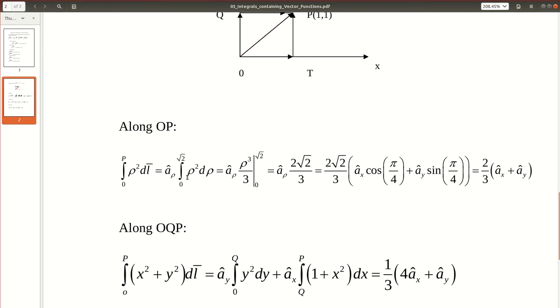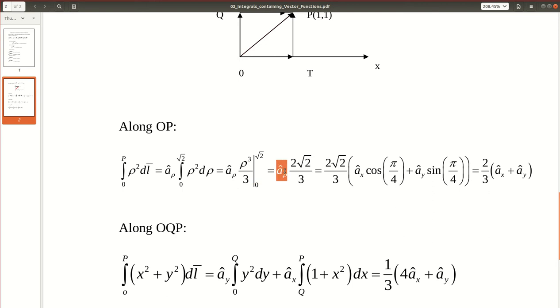Now if you take this integration of rho to the power 2, you add 1 to the power and divide by the new power. So it's rho to the power 3 over 3, limited from 0 to the square root of 2. If you calculate this, you find it is 2 multiplied by the square root of 2 over 3 in the direction of rho.